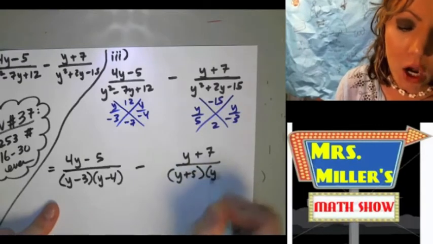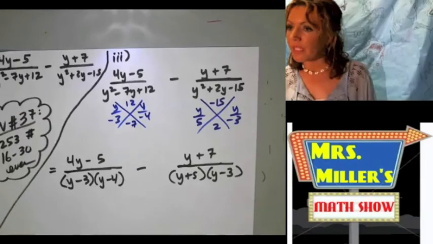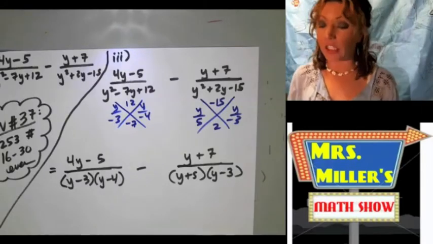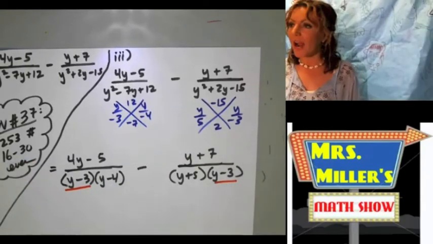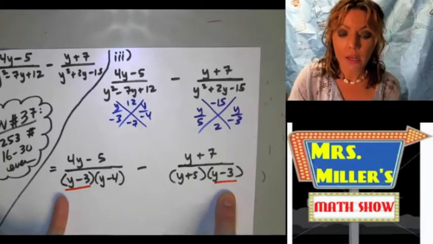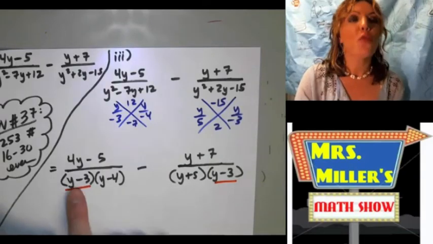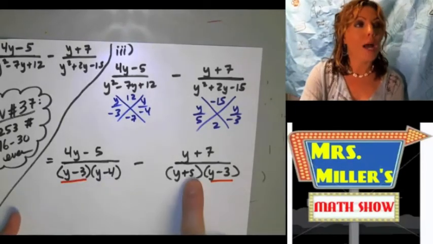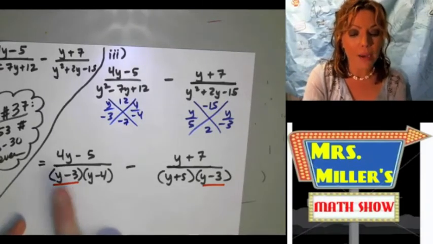Okay, looking at the denominators, do they have anything in common? This first one is y minus 3, y minus 4. The second one is y plus 5, y minus 3. Taylor. The y minus 3. Everybody give it up for Taylor. All right. Now, they both have a y minus 3. What is the first one missing? So in other words, the three factors that we have in our denominators are y minus 3, y minus 4, and y plus 5. Those are the three separate things that exist in the denominators. This one already has the y minus 3 and the y minus 4. It's missing the what?